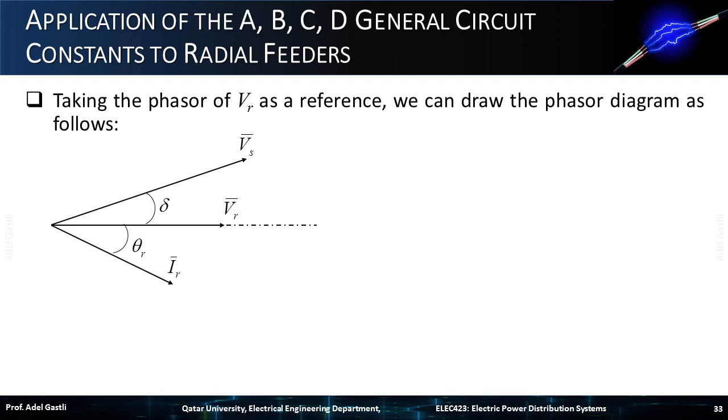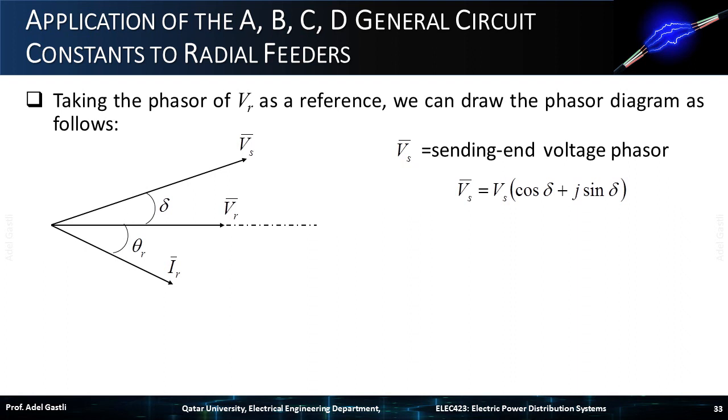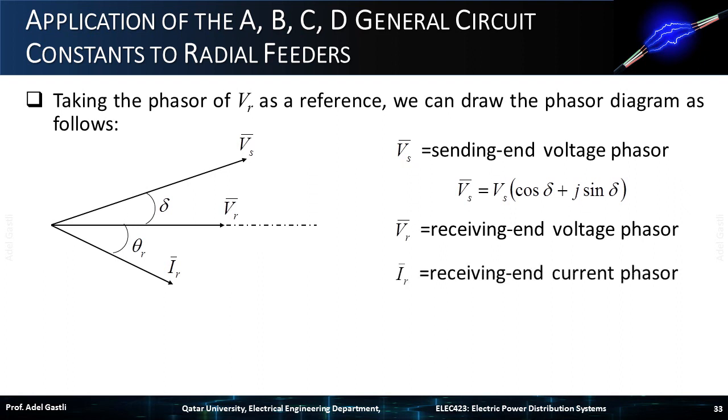Taking the phasor of Vr as a reference, we can draw the phasor diagram as follows. Note that, Vs is the sending end voltage phasor, which can be expressed as a complex vector Vs equals absolute value of Vs, times, cosine delta plus j times sine delta. Vr is the receiving end voltage phasor. IR is the receiving end current phasor, which can be expressed as a complex vector IR equals absolute value of IR, times, cosine theta R, minus j times, sine theta R, for a lagging power factor.